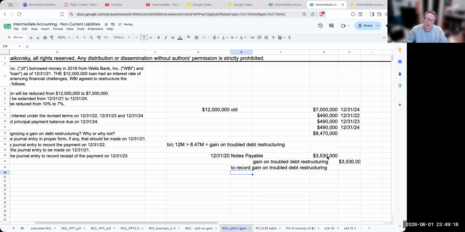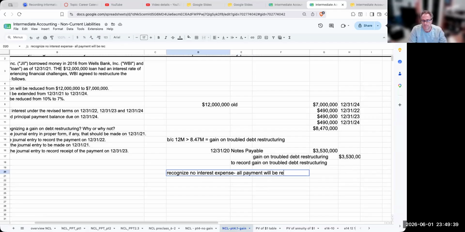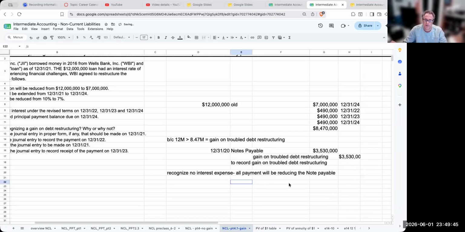Okay. Now with this part over here, what we want to kind of go through and look at is to say, okay, what do the journal entries look like? Well, for this, we're going to recognize no interest expense. Rather, all payments will be reducing the note payable.